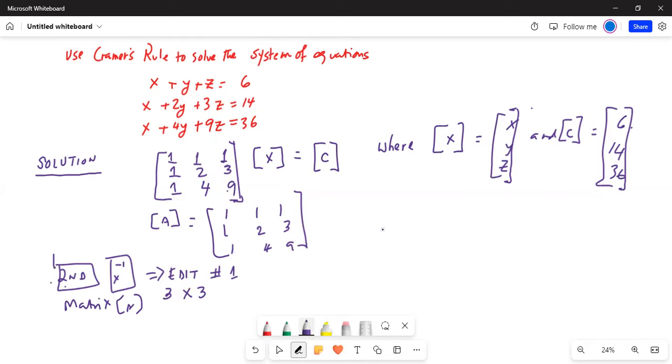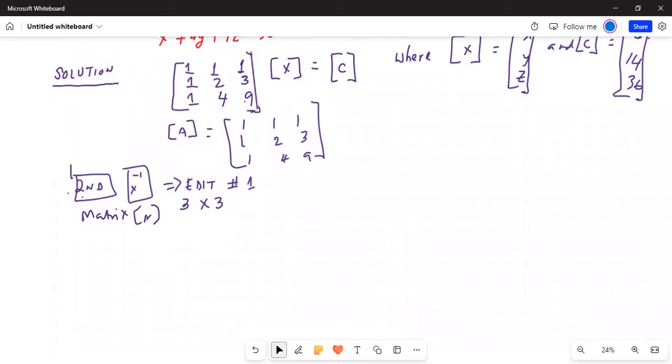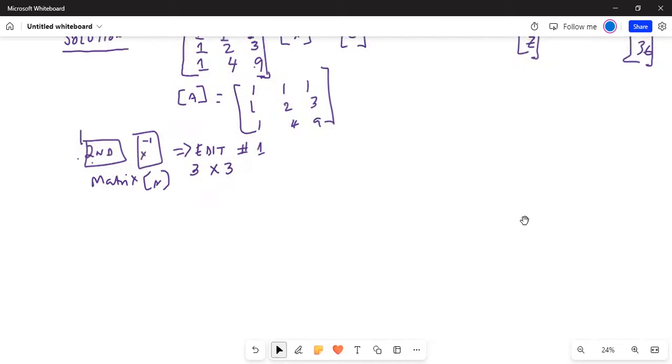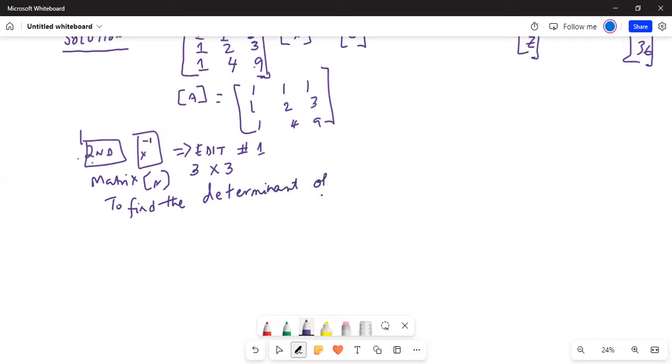Now we are going to find out the determinant of matrix A. So I'll create some space. Matrix A is a 3 by 3 matrix. Now we are going to find the determinant of matrix A. Let's call it D.